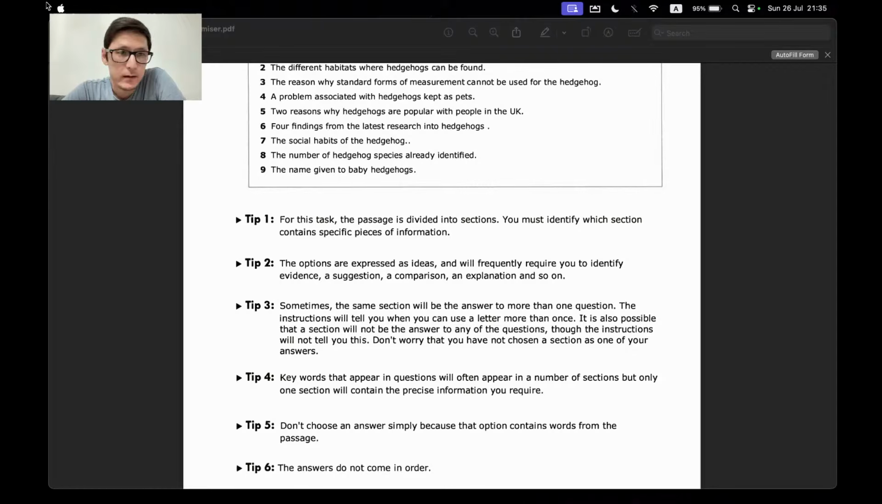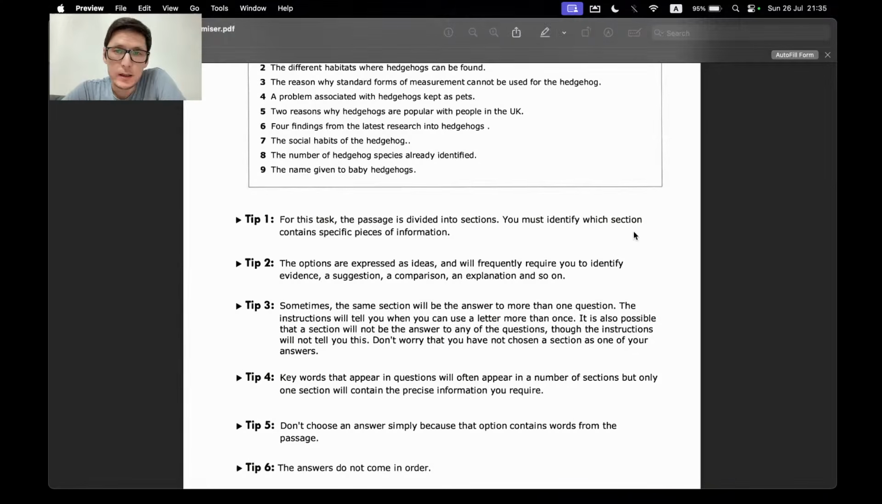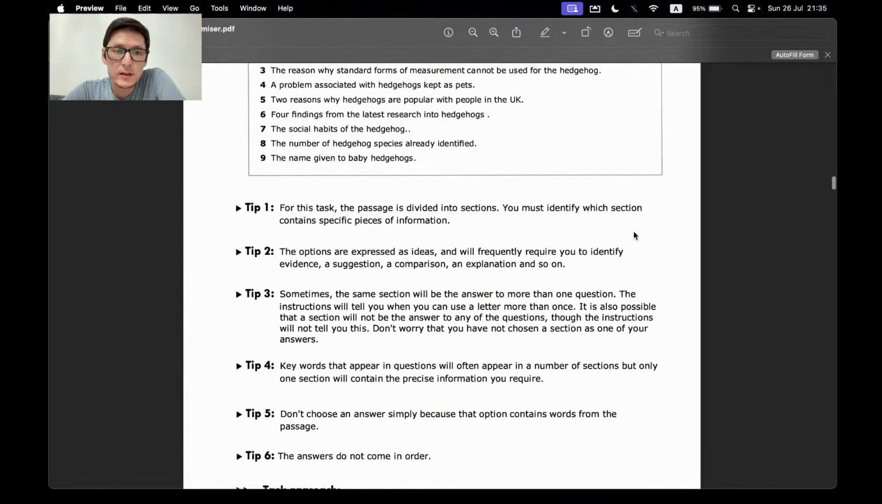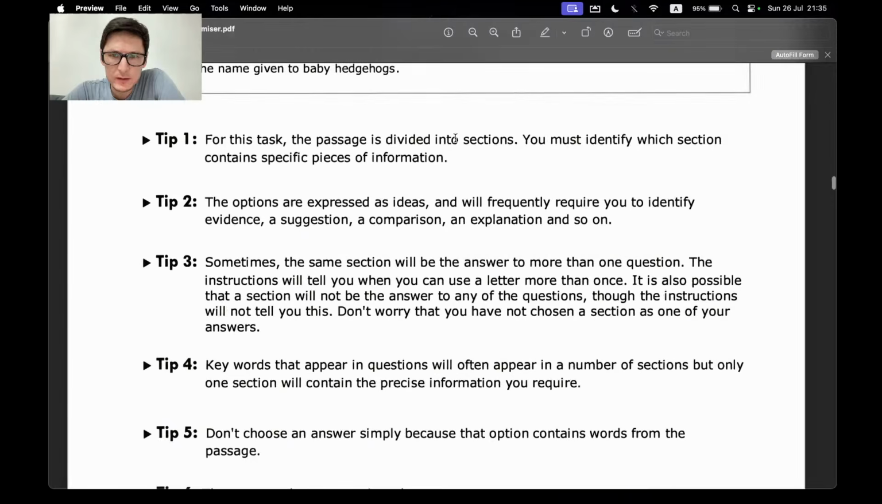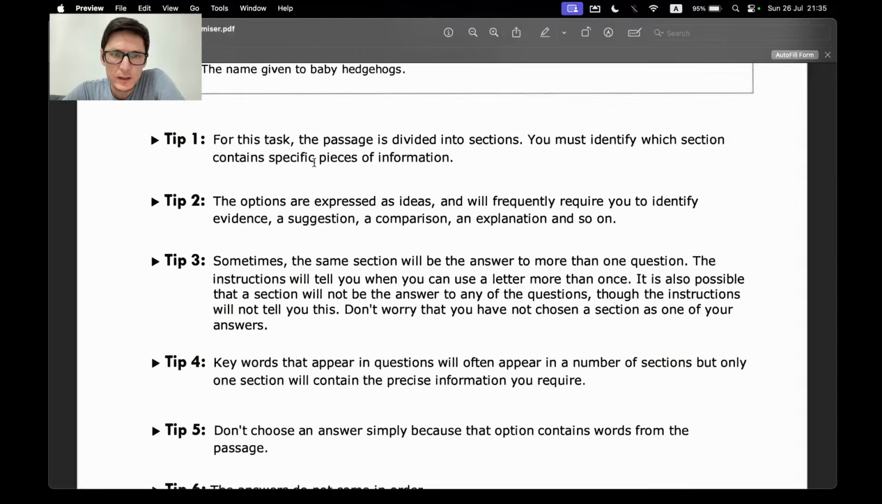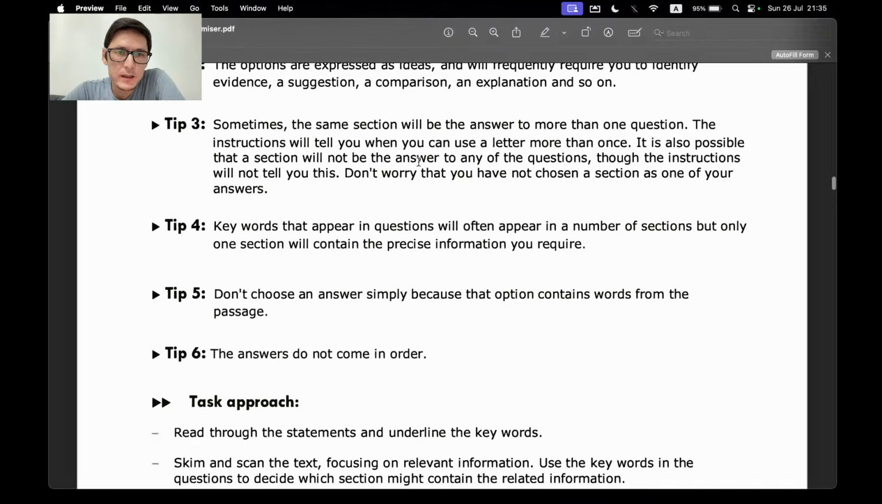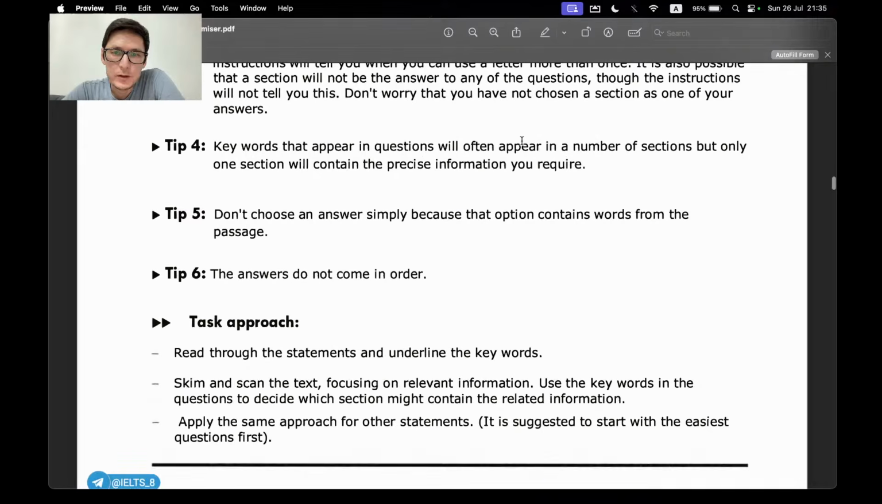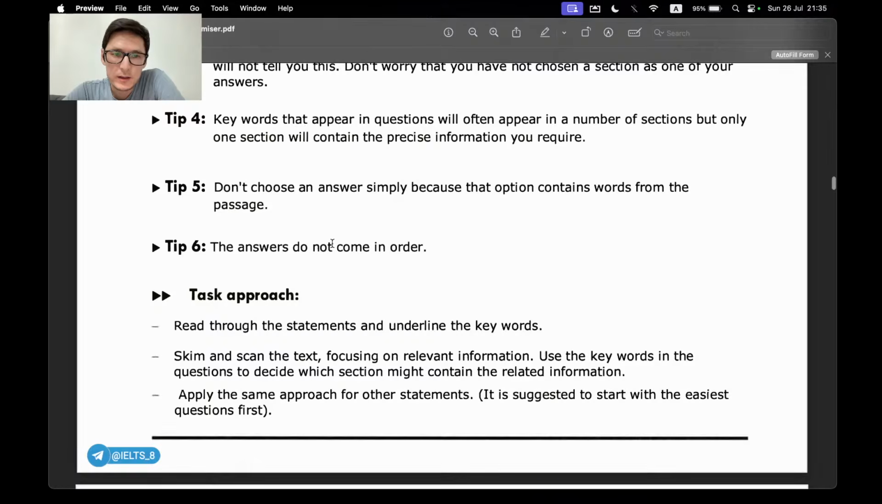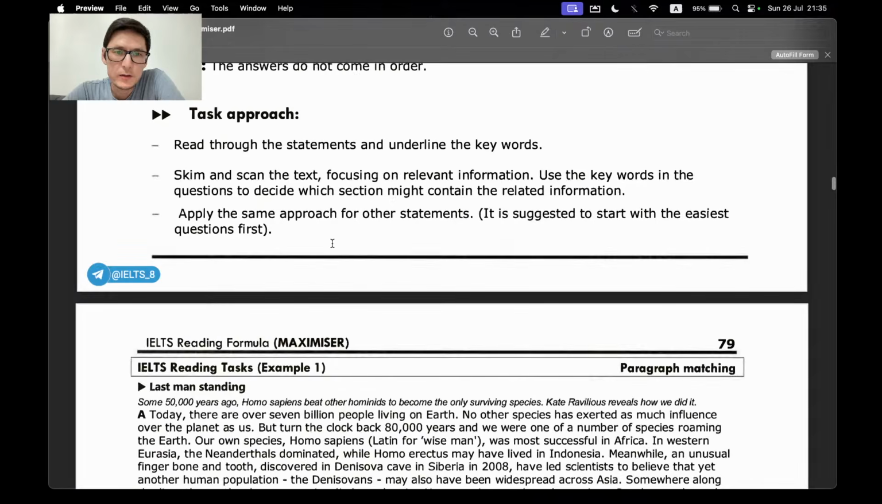So here, in which paragraph is this mentioned? For this task, divide the text into sections and identify which section contains a specific piece of information. The same section can be the answer for more than one question. Don't choose an answer simply because the option contains a matching word. The answers do not come in order. Read through the statements. Skim and scan the text for relevant information. Use the keywords in the question to decide which section might contain the related information.